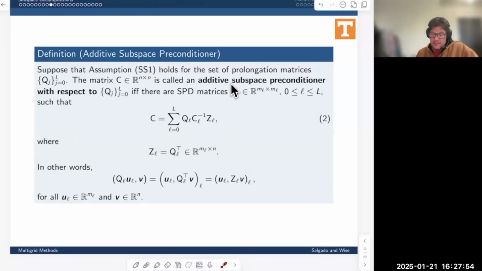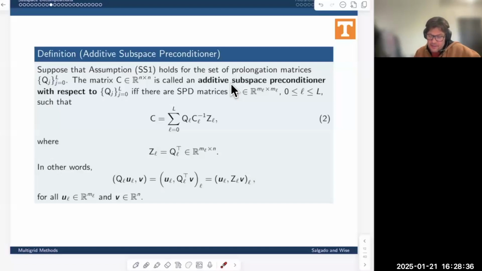Before we get into that any deeper, before I get on to talking about hierarchical basis, let me talk about generic additive subspace preconditioners based on these prolongation matrices. So the idea is you're given some collection of prolongation matrices, don't have to be based on a hierarchical basis, could be derived from anything as long as they satisfy property SS1. And now I want to use these to build a preconditioner. And I want to do this in such a way as to build what's called an additive preconditioner.